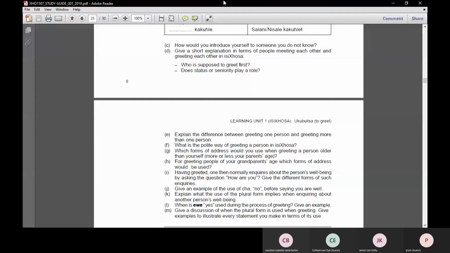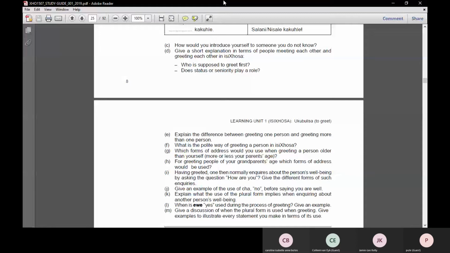What I was talking about with the full introduction, it's not in your study guide, so we'll skip that. It's Igama lam ngu Colleen. Ndineminyaka engama-30, meaning I am 30 years old. Ndiyafunda, I am a student. Ndiyasebenza, I work at XXX. But let's leave out the full introduction. So you would ask them, ungubani, wena ungubani, meaning who are you?